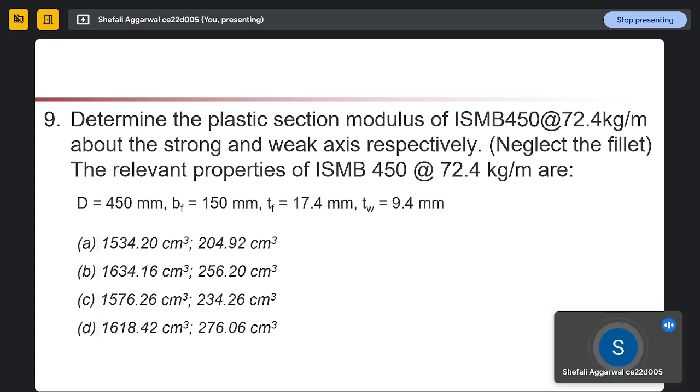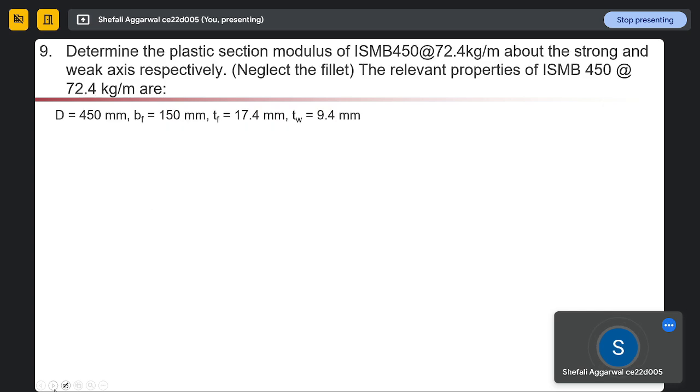Determine the plastic section modulus of ISMB 450 at 72.4 kg per meter about the strong and weak axis respectively, neglecting the fillet weld. So the relevant properties of ISMB are given: D is given to us, BF is given to us, TF is given to us, DW is given to us. So using these, we can calculate.